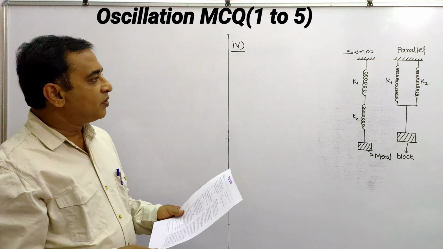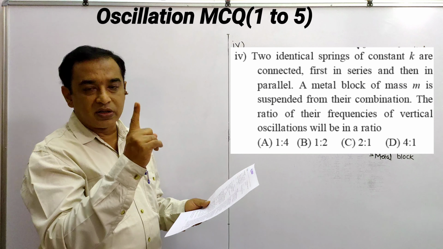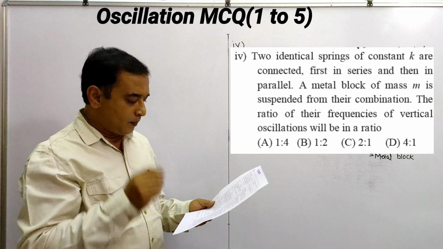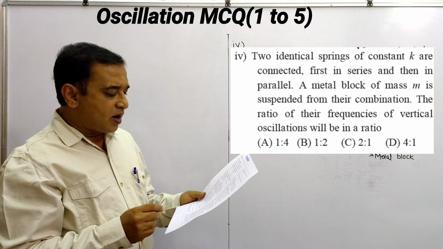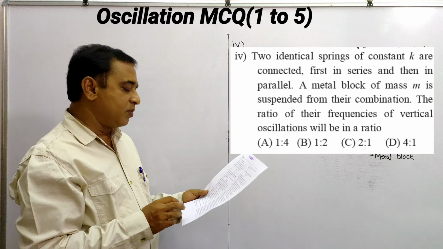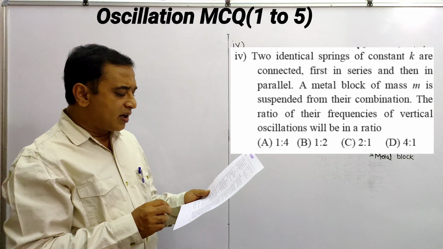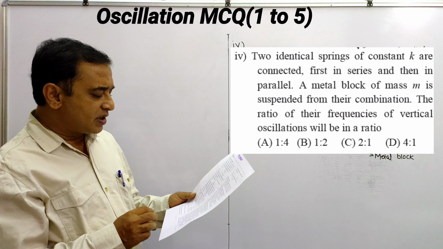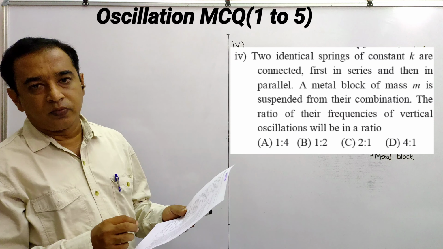Here we have the fourth MCQ before you. Two identical springs of constant K, or we say force constant, are connected first in series and then in parallel. Initially we need to consider the series and then the parallel. A metal block of mass m is suspended from their combination. The ratio of their frequencies of the vertical oscillation will be in the ratio.